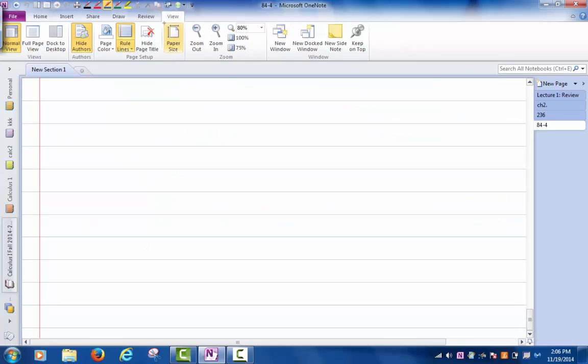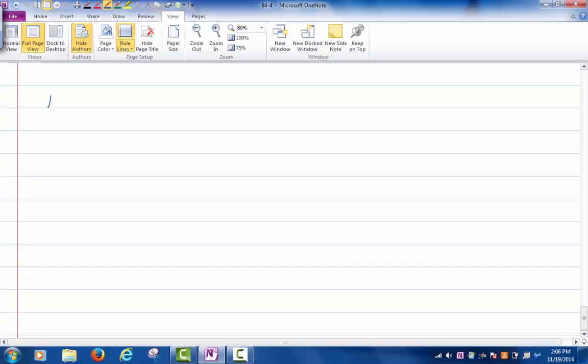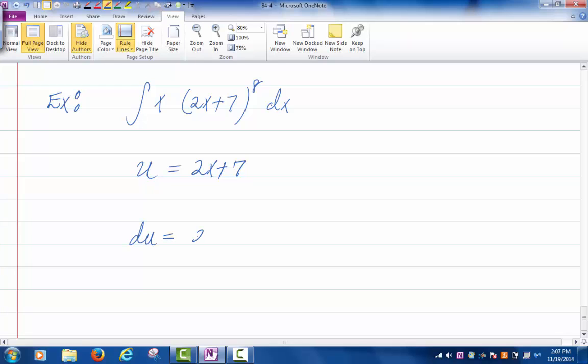Okay, so the example that we were going to work on is the integral of x times (2x plus 7) to the 8 dx, and we agreed that u should be 2x plus 7, and then we see that du would be 2 times dx, which gives us half du equals dx.